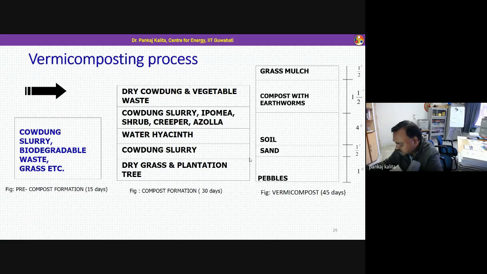And for vermicompost, you can see it starts from pebbles, sand, soils, then vermicompost with worms, then grass molas. You can see the heights required: 1 inch, then half inch, then 4 inch, then 1.5 inch, then half inch. So that way we have to make the pit, and once it is ready, we can release the vermicompost worms, and we can get compost from 90 days onwards. After it is started, you can continuously get the vermicompost.